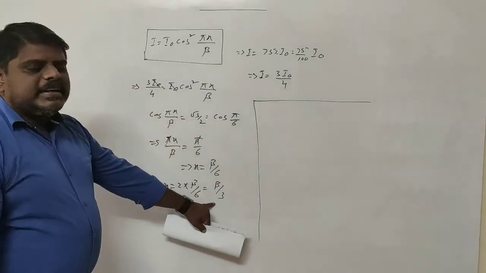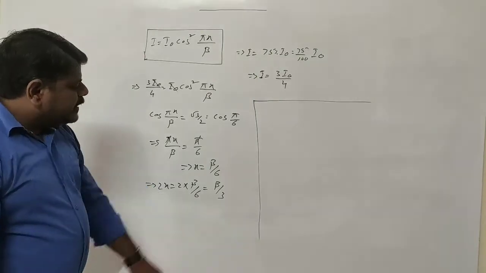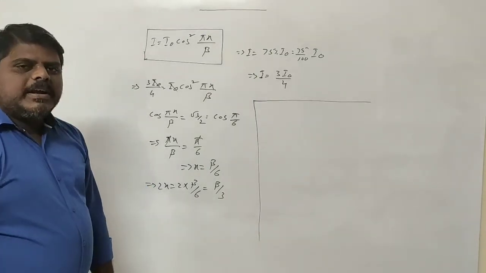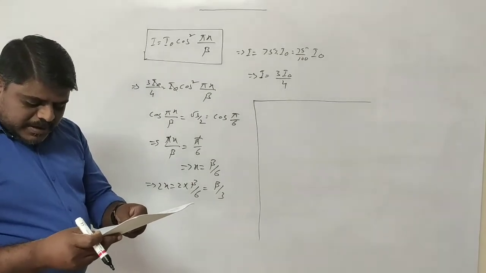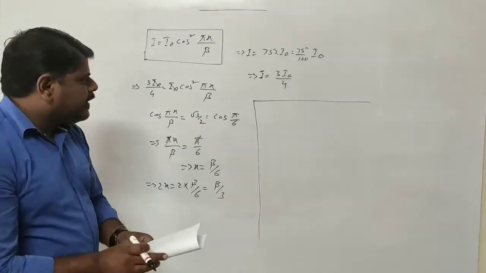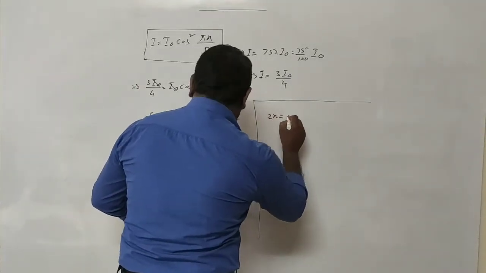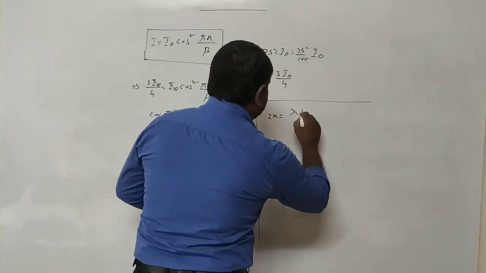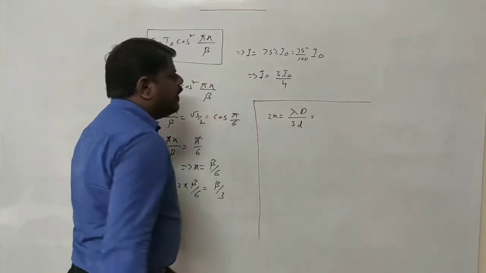This is the total distance we require, and in the problem all the values are given to you. So at the place of beta, you can write lambda into capital D by small d, because all the values are given to us here itself. The beta value we can find using the given values. So from this equation, the total distance 2x is equal to lambda into capital D by 3 into small d. Go on, substitute the values.